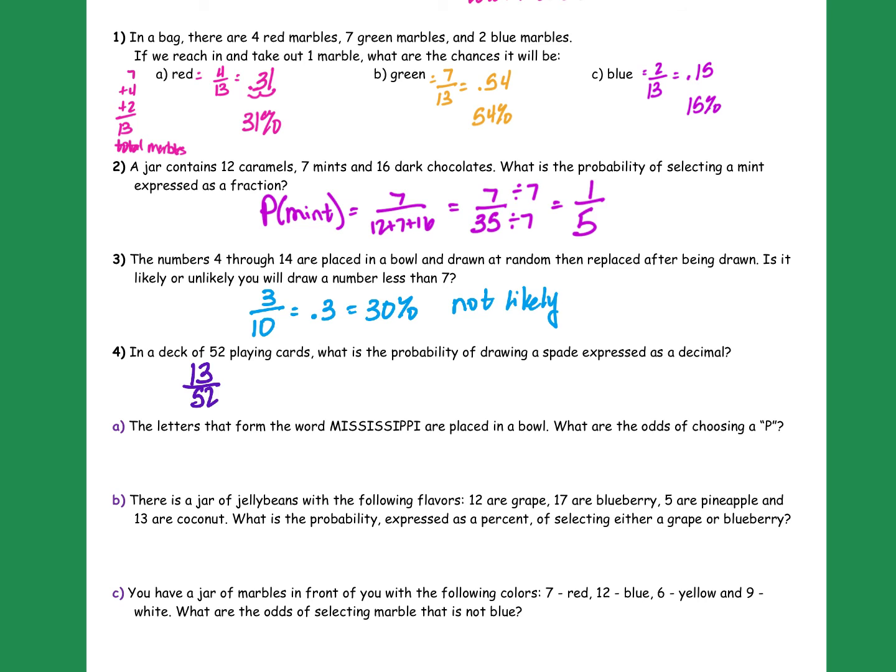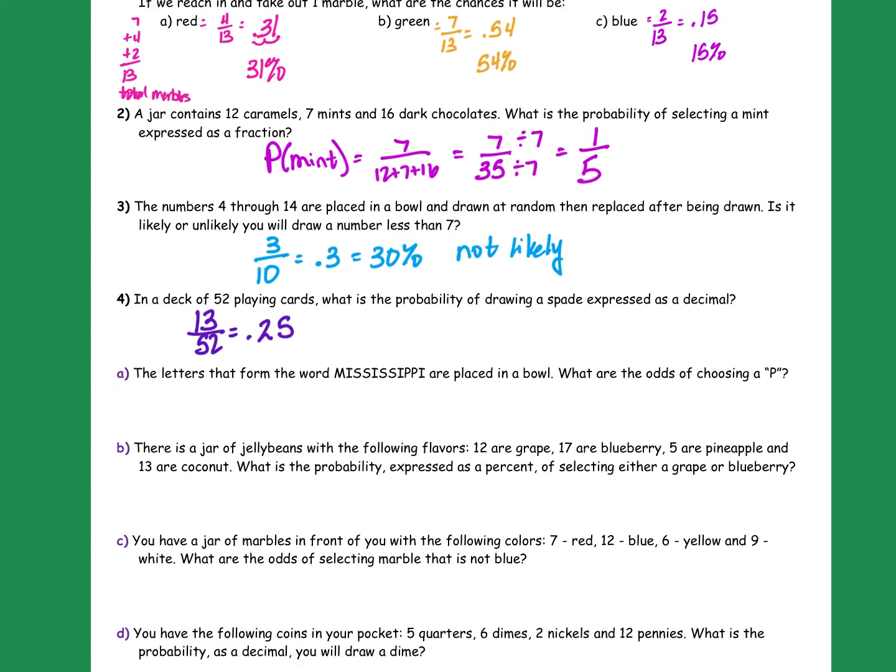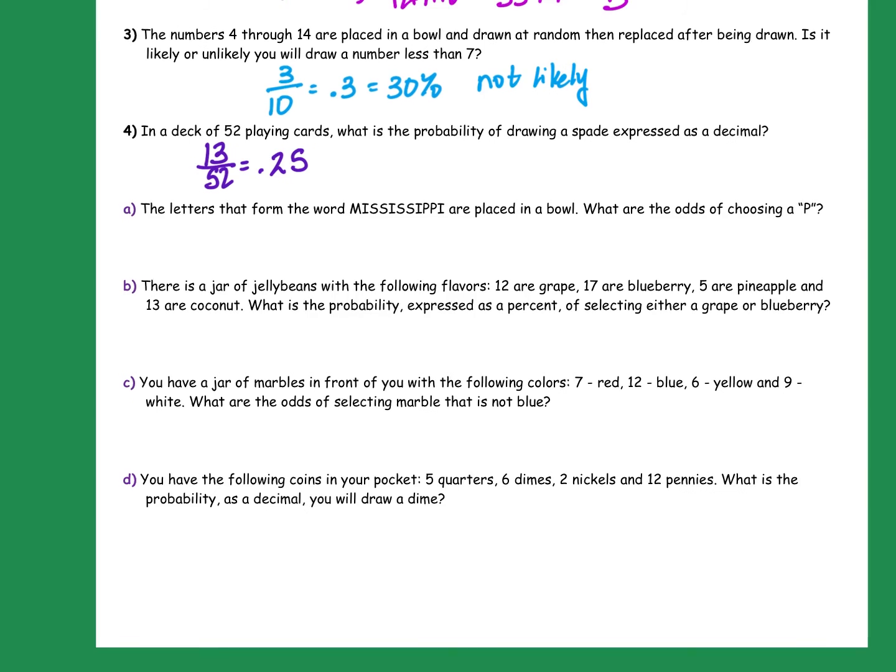Good. And then they want it as a decimal, so what am I going to do? Divide 13 by 52. Good. And I get 0.25. It's a fourth of the deck of cards, by the way. Okay, 0.25. Okay, you have 4 problems to try and figure out.